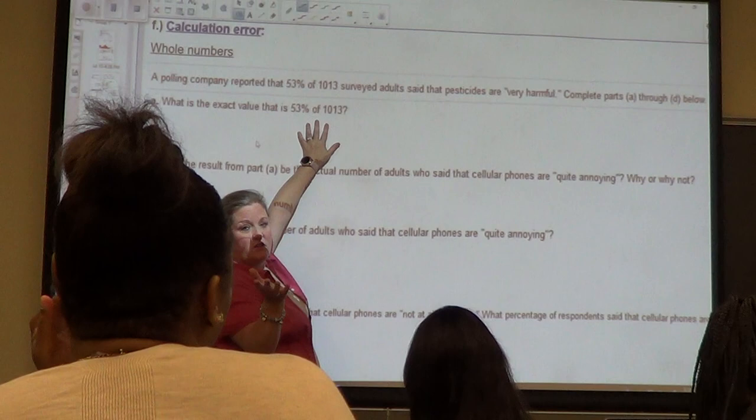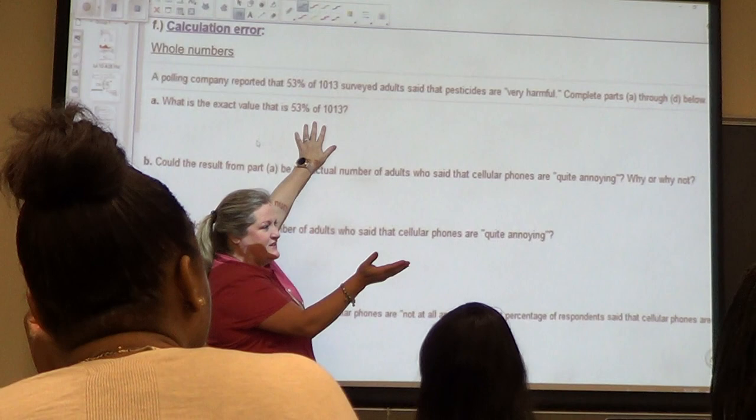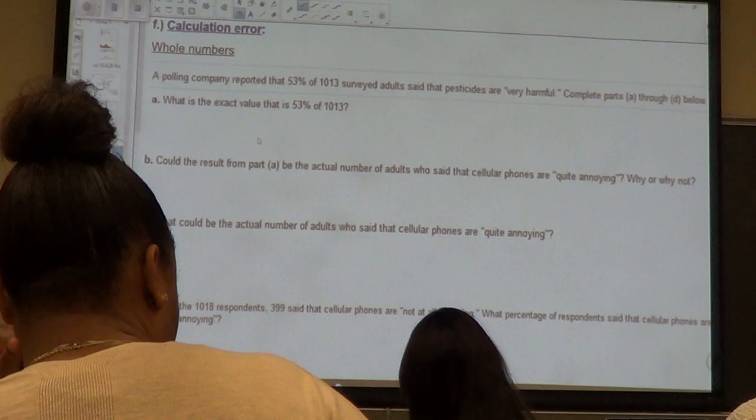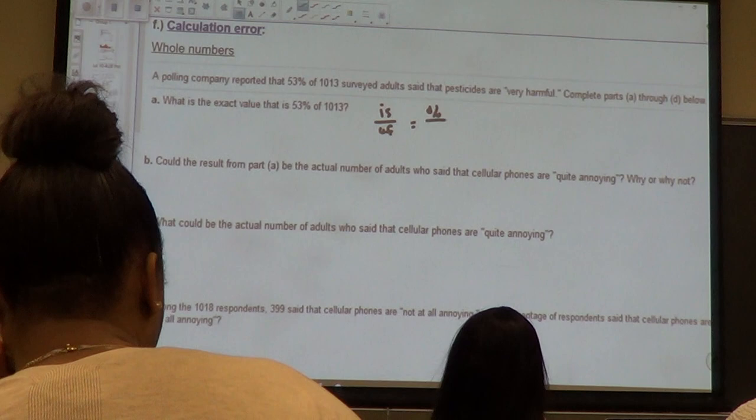How would you do it? Besides skip it. Is over. Is over of. You had a good math teacher last semester. This is screaming is over of. This is your percent. This is your of. So if it were me, I would do it as an is over of question. So I would do is over of equals percent over 100.